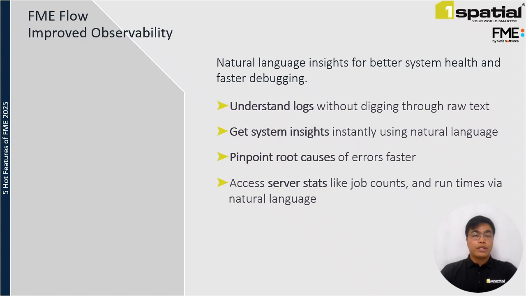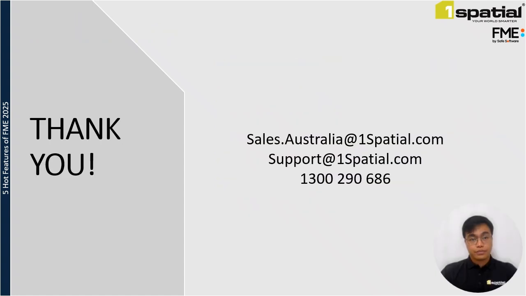So also when we encounter an issue, what we usually do is go to logs, scroll a lot to find the line with the issue. But with this, FME Flow improves observability. It will be a lot easier to debug. So with this feature, we understand logs without digging through raw text. So we get system insights instantly using natural language, pinpoint root causes of errors faster, and access server stats like job counts and runtimes via natural language. So yeah, that's it for AI Assist. Hope you learned a lot from this section, and yeah, thank you so much. Over to you, Priyanta.